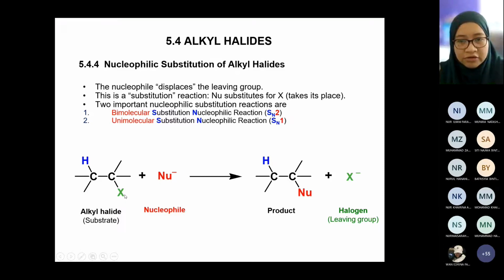Okay, the nucleophile will then replace the halogen. And then there you go. So you have the nucleophile as the substitute to the halogen. So the halogen will be the leaving group. Okay, simple saja, dia nak replace saja.